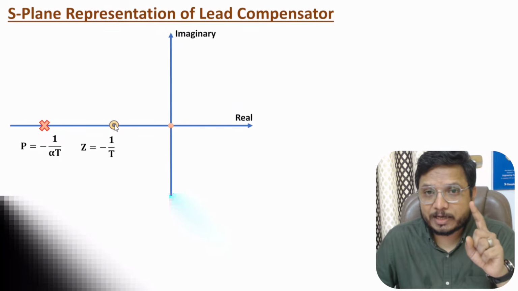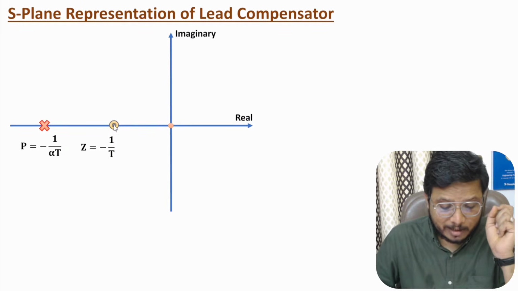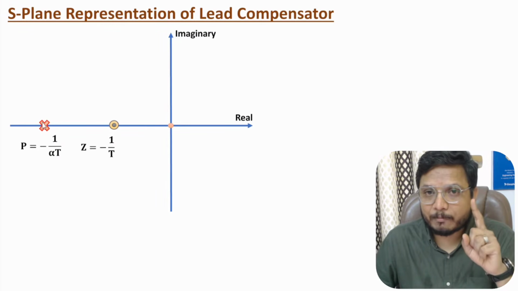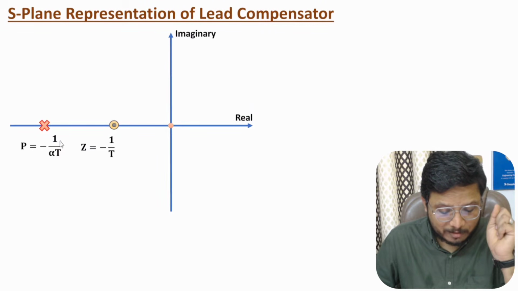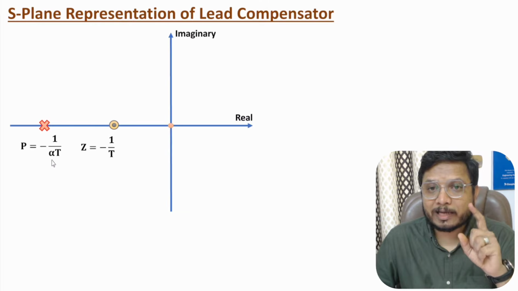With lag compensator, you will be observing here we will be having pole and here we will be having zero. And in lead compensator, pole will be available over here and zero will be available over here. Here with pole, value is minus 1 by alpha T, where this alpha is lower than 1.